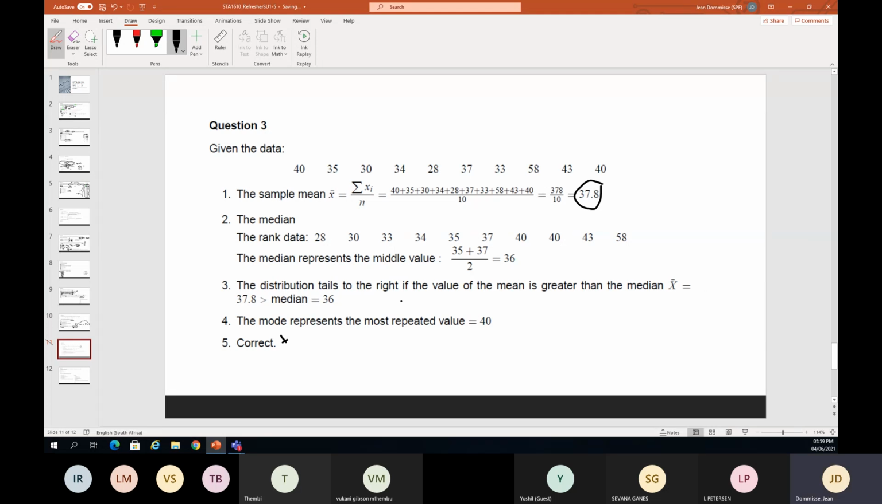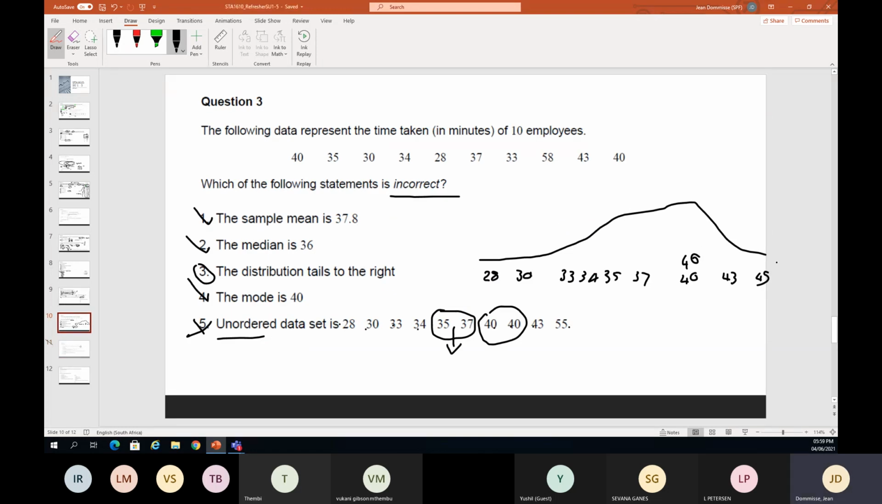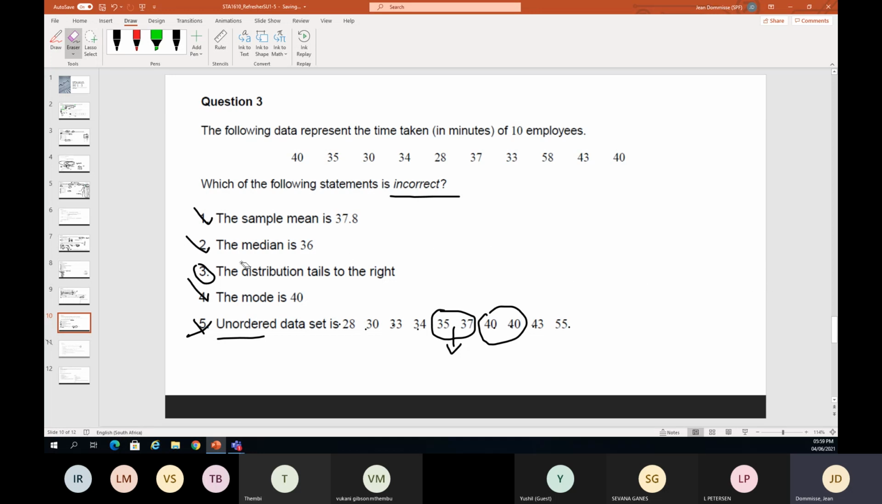Okay, so distribution tails to the right if the value of the mean is greater than the median. Okay, so it actually tails to the right. Okay, that is interesting. So let me take that out. So basically here you need to follow the rules. And I think I have written that down also on my notes. So I will just go to my notes again for this one.